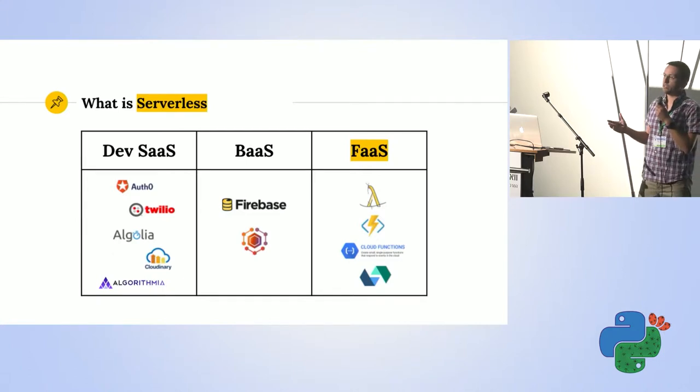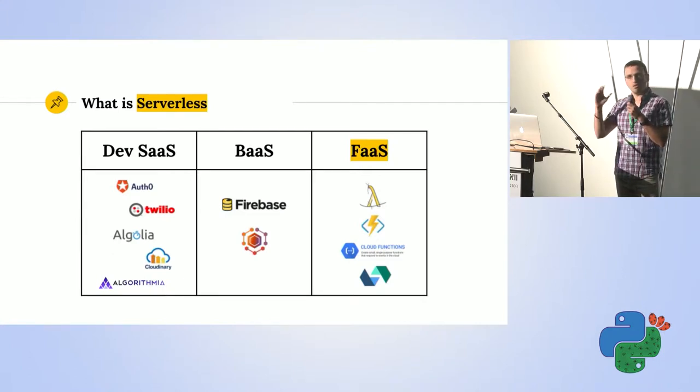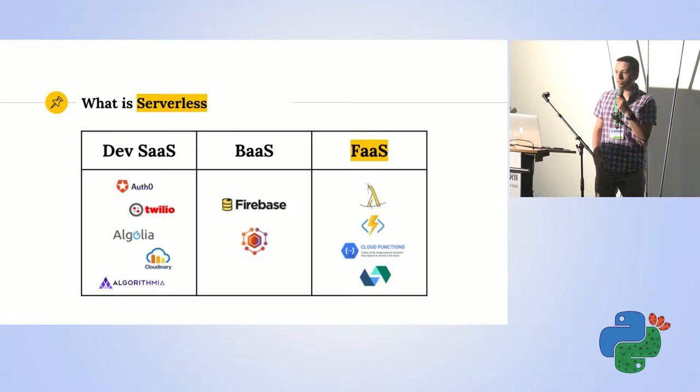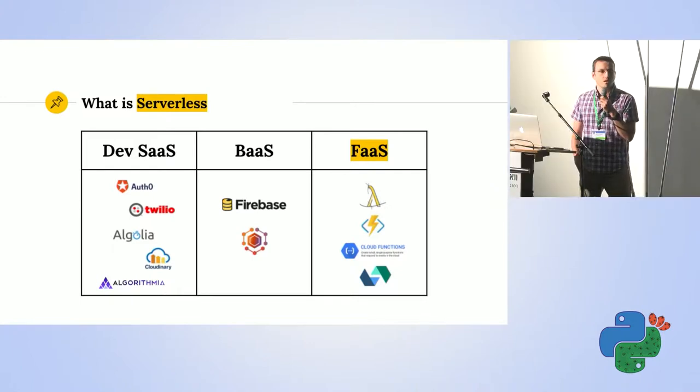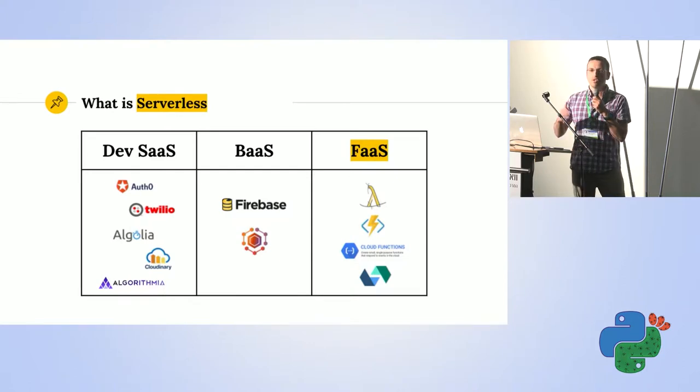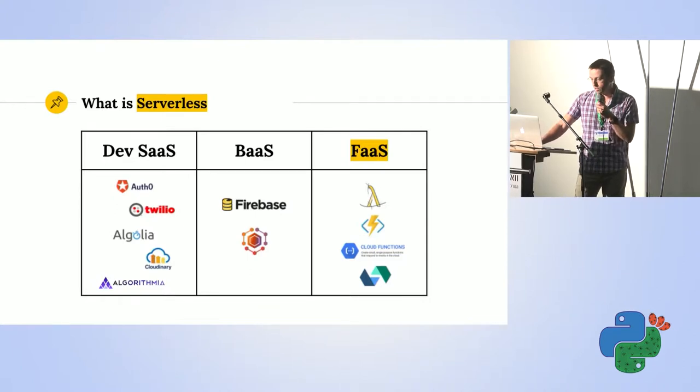But sometimes you still need to run your own business logic on the server side. And this is where FaaS, or function as a service, comes into play. The talk will be more about function as a service than serverless at large. And for FaaS, there are different providers. All the major cloud providers have their own FaaS solution. So AWS has Lambda, Azure has Functions, Google has Cloud Functions, and IBM Bluemix has OpenWhisk.